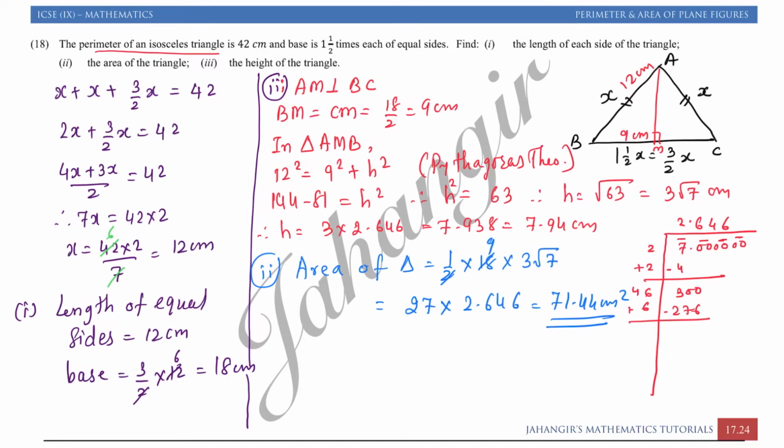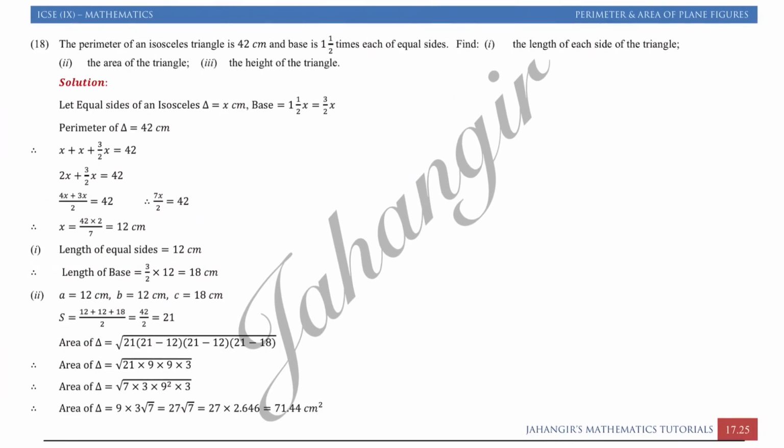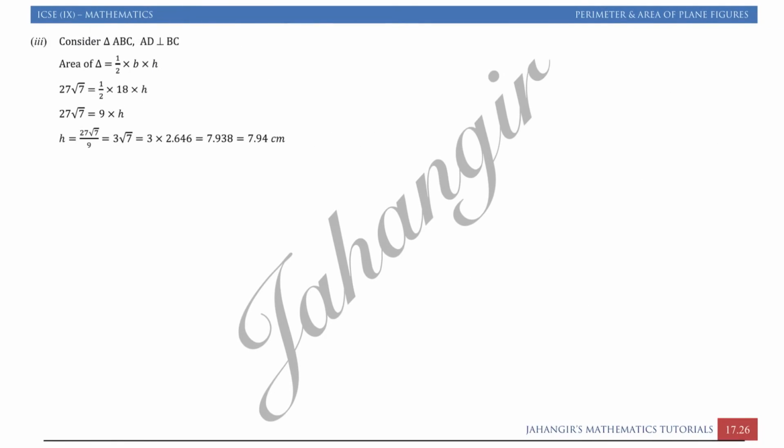Second way of doing it is, when you get the length of the equal side and base, you can find area using Heron's formula. Once you get area, you can use it to find height. Either you can use Pythagoras theorem as we did, or you can use the area of triangle formula. In both cases you will get the same answer.